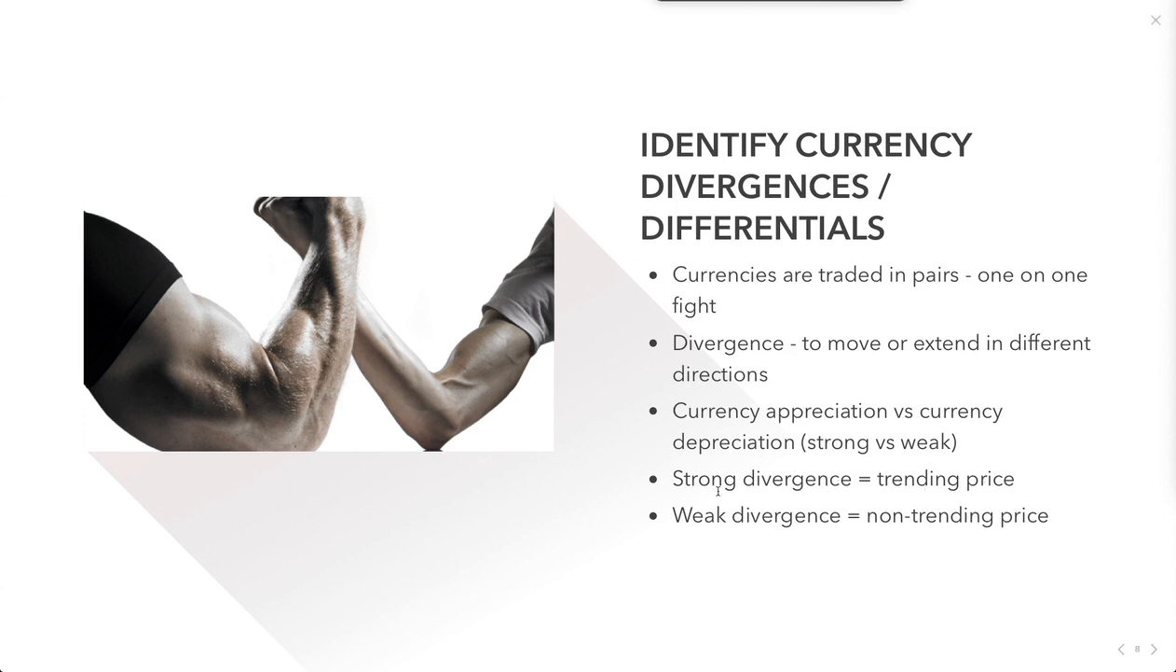When we have a strong divergence, a really strong or appreciating currency versus a depreciating or weak currency, that's where you get trending price. And when you have a weak divergence, for example two strong currencies versus two weak currencies, or two appreciating currencies versus two depreciating currencies, that's where you generally have what Mark would call more of an auction. You might know it as a ranging market, sideways moving market, an accumulation phase, etc. But it's really where you get non-trending price over a certain period.